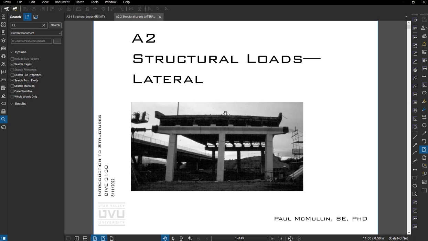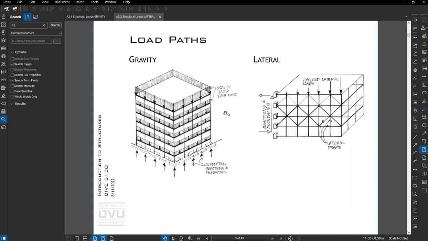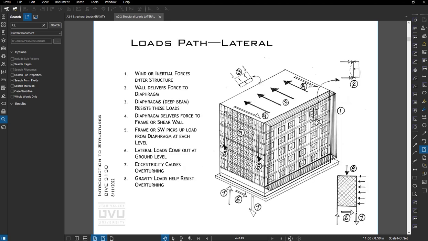All right, guys, let's talk some more now about lateral loads. When things don't go right, buildings end up looking like this. No bueno. All right, so let's just walk through lateral load paths.